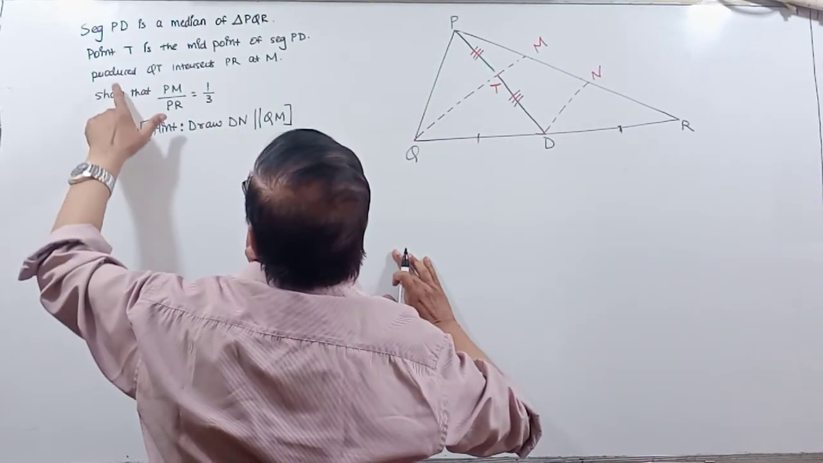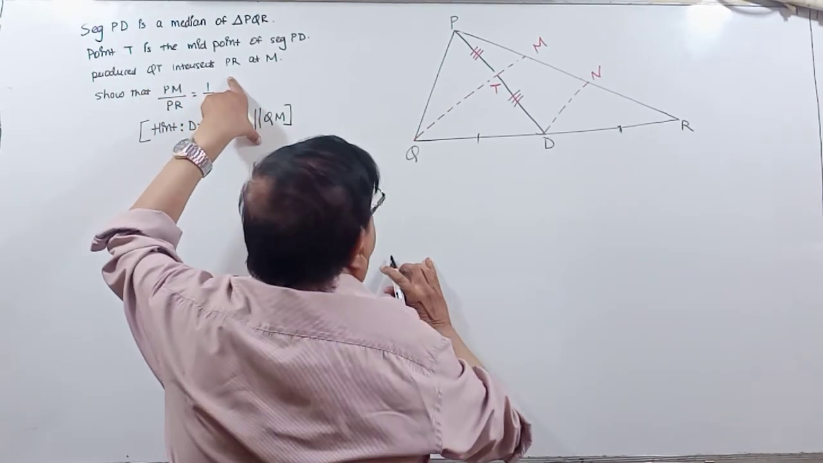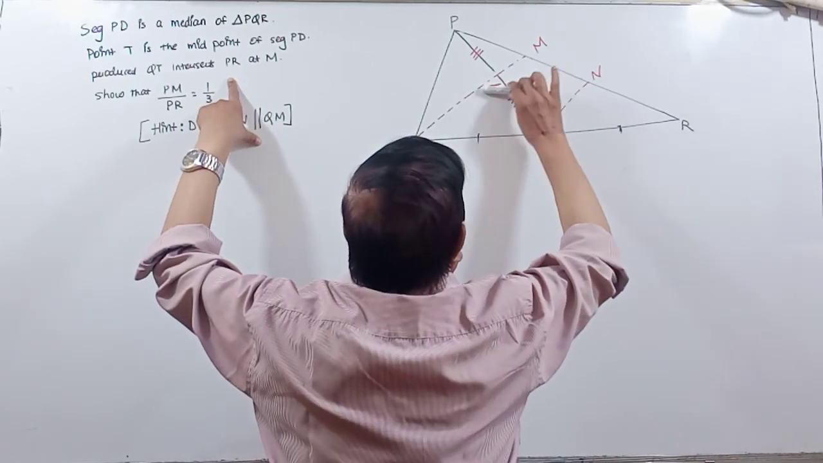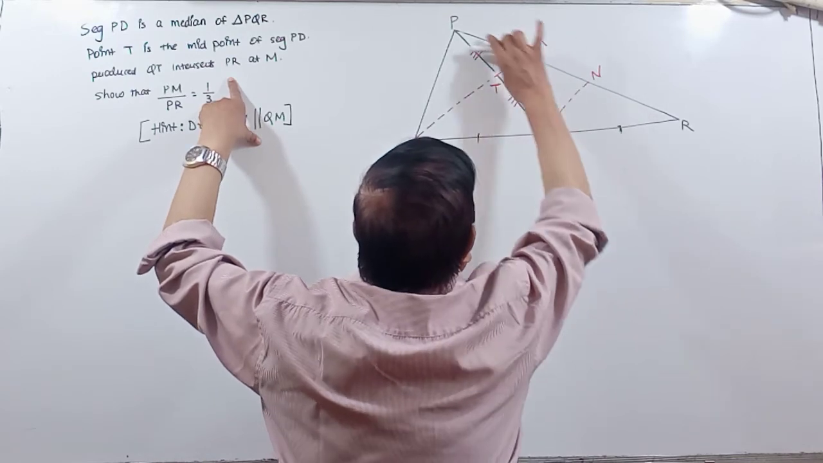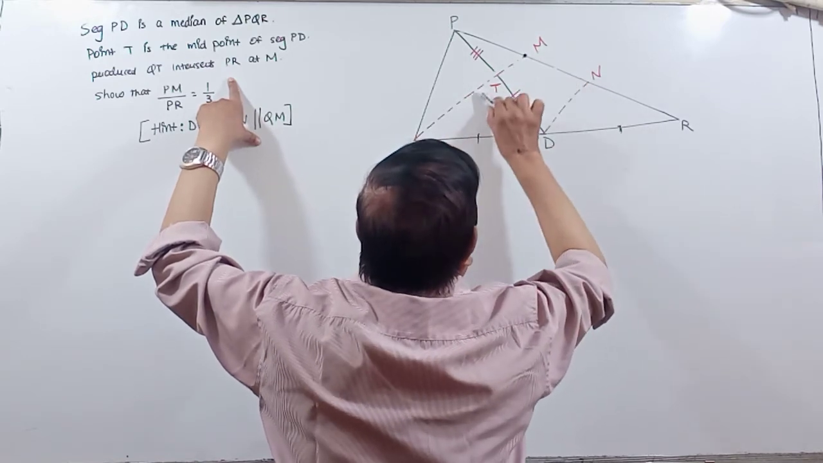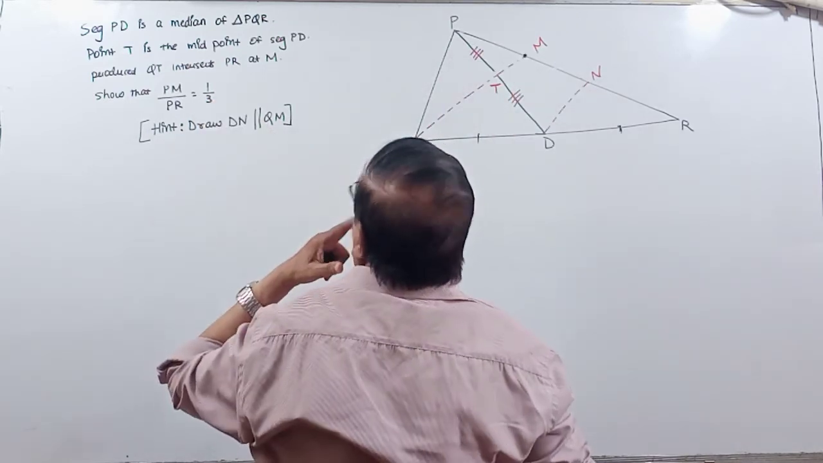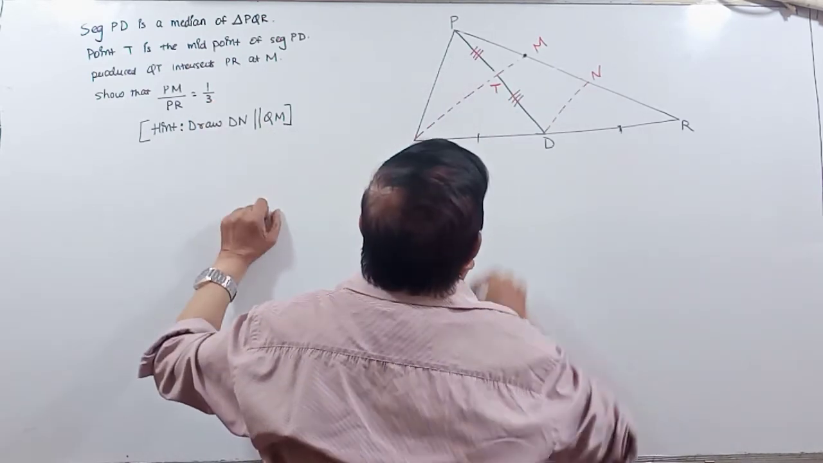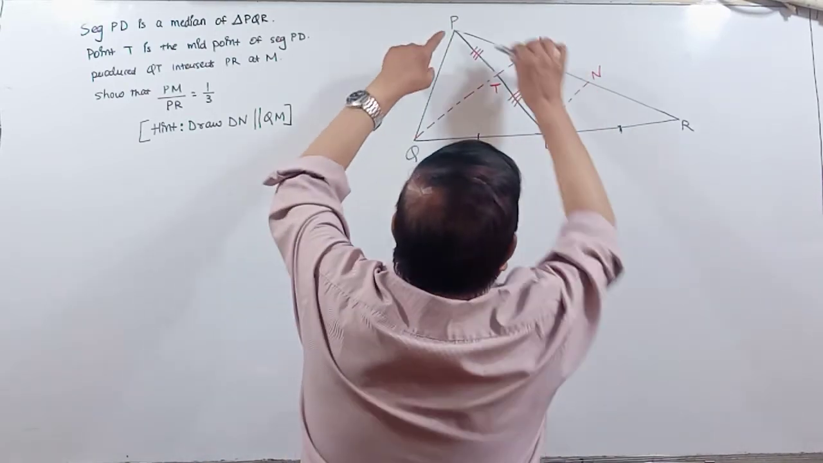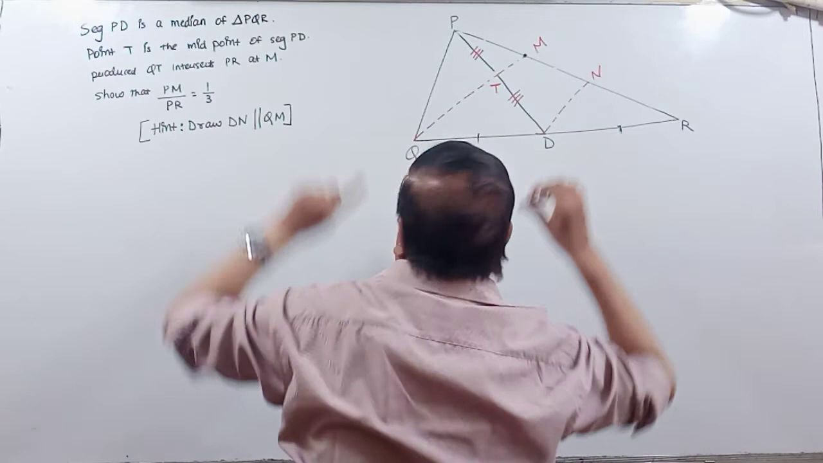Produce QT intersects PR at M. Produce QT. QT को produce किया, extend किया. That will meet PR at M. इधर meet हो गया M. उसके बाद show that PM upon PR equal to 1/3. This is 1/3 of this PR. इसका 1/3 आएगा. ये वो करना है.